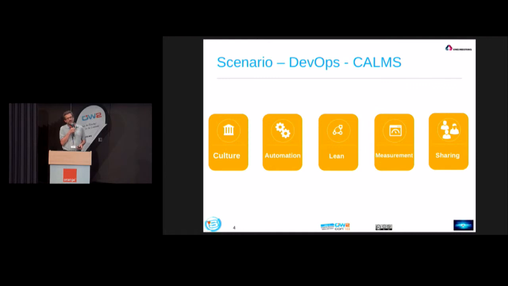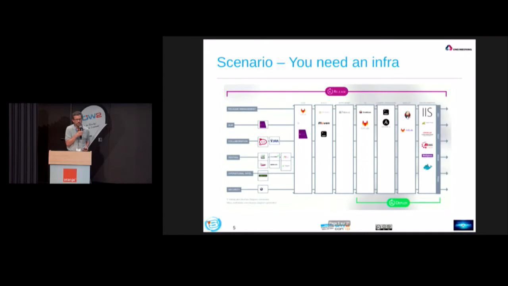Let's start from the values behind the DevOps movement, the pillars: culture, automation, lean, measurement, and sharing. And let's focus on automation, because automation is a key point in DevOps culture and the DevOps approach to software development. Yes, to automate, you need, of course, an infrastructure. Here you can see a representation of several tools that you can use within your software development process.